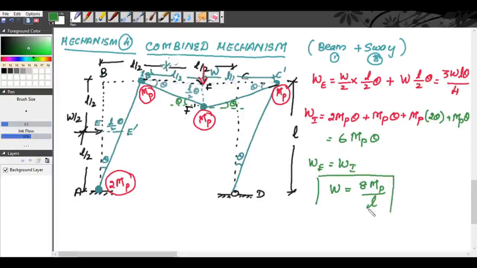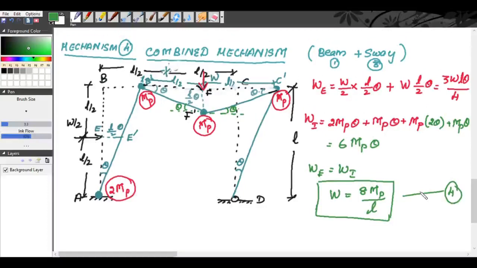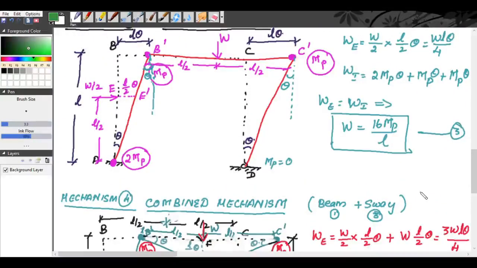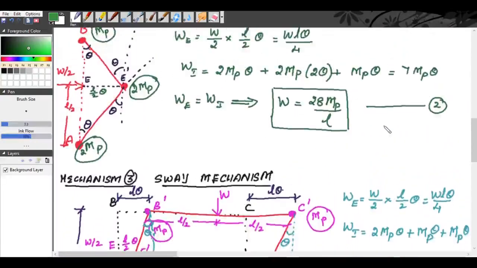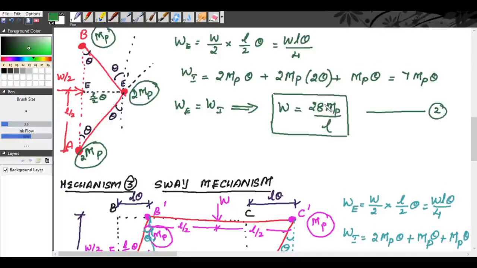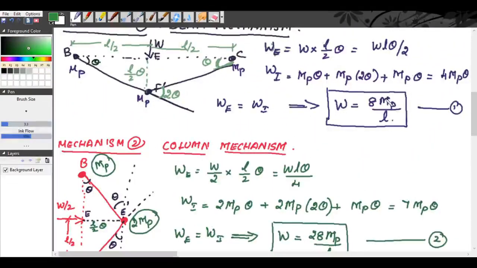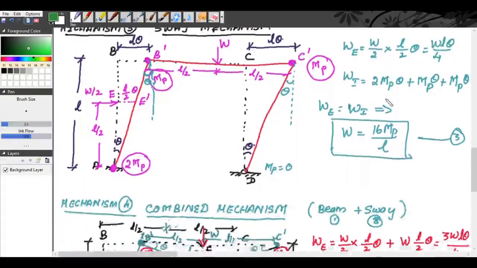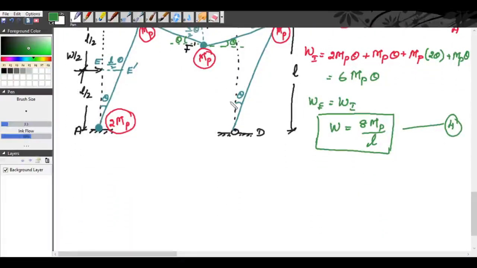Now you compare all the collapse loads as per all the four mechanisms. Whichever is lowest, that will be your collapse load. So as per mechanism 4, it is 8 mp by L. As per mechanism 3, it is 16 mp by L. As per mechanism 2, it is 28 mp by L. As per mechanism 1, it is 8 mp by L. So as per mechanisms 4 and 1, it is 8 mp by L and that is the lowest. Therefore, our collapse load.